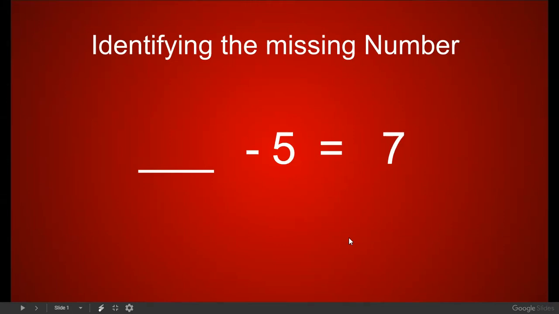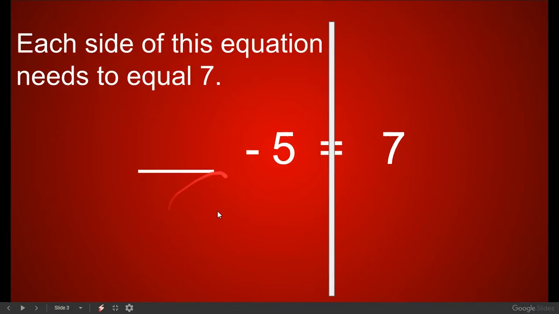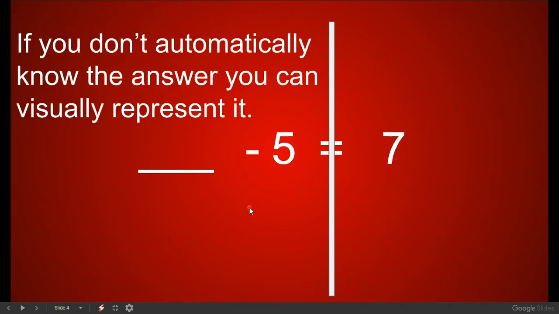We are going to work on finding the missing number. So I have this equation here, something minus 5 equals 7. I need to figure out what that something is. The very first thing I need to do is split the problem apart at the alligator. When I do that, I know that this side needs to equal 7, and this side over here needs to equal 7 as well when I'm all done with everything. So something minus 5 is going to equal 7 on this side, just like it equals 7 on that side.